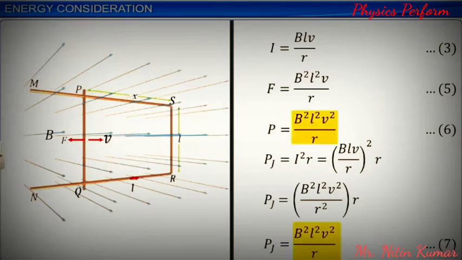Notice that the right-hand sides of equations 6 and 7 are equal, thereby confirming the law of conservation of energy. Thus, mechanical energy which was needed to move the arm PQ is converted into the induced EMF and then to thermal energy. Thus, we conclude that the induced EMF in a conductor when moved in a magnetic field is in accordance with the law of conservation of energy.